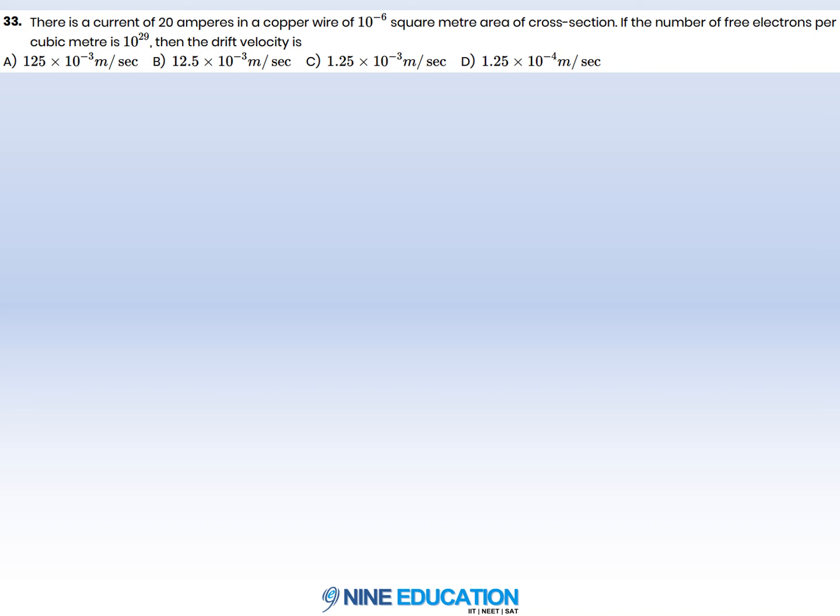In this question, what is given? There is a current of 20 ampere. I is given, I is 20 ampere in a copper wire. Sorry, this is the area of cross section. Area is 10 power minus 6 meter square. If the number density of free electrons is given, 10 power 29 free electrons per cubic meter, then find the drift velocity.